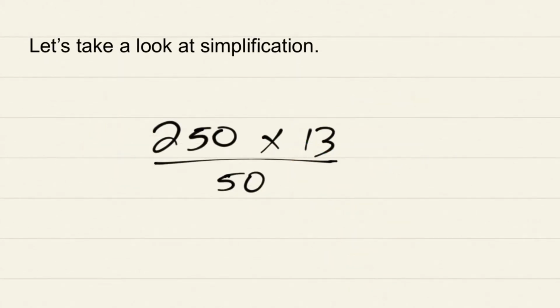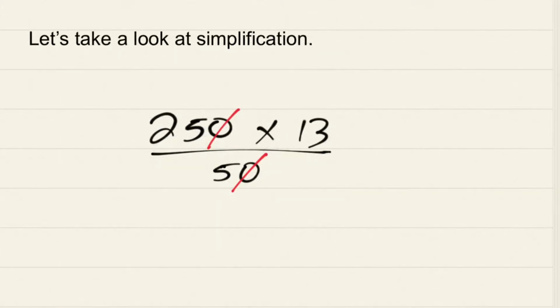In this example, we have 250 times 13 over 50. Sure, we have a 0 above and below, but we're also going to take this one step further in an attempt to make these numbers smaller and more manageable. As you can see in the red ink, I have a 0 above and a 0 below the line, so I'm going to cancel those zeros out and get my new problem of 25 times 13 over 5.